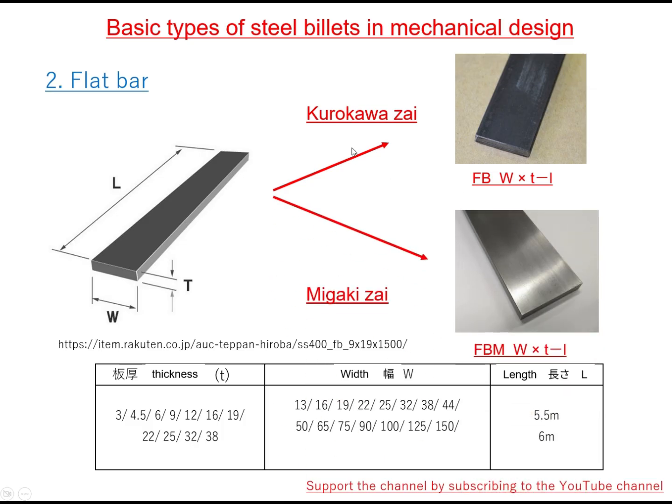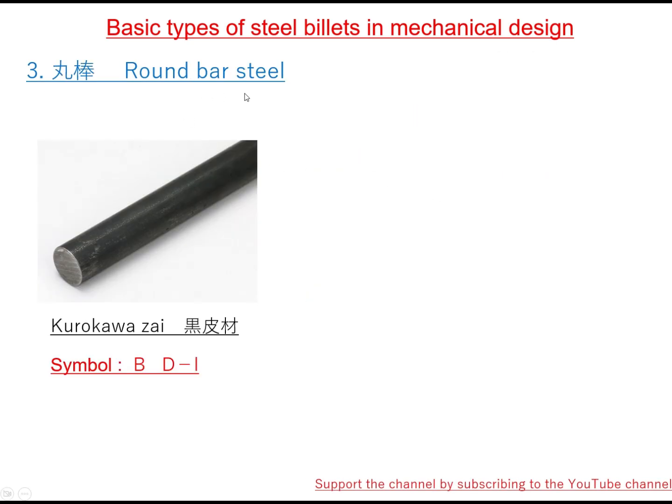Unlike steel plate billets, steel manufacturers also provide us with two flat bar products. A billet with a rough black surface called kurokawazai, similar to steel plate, and a polished billet called migakizi. Compared to kurokawazai billets, migakizi steel billets have much higher accuracy in size and surface gloss. For details that require surface precision such as flatness and surface gloss, we can use migakizi billets directly without machining to reduce production costs.